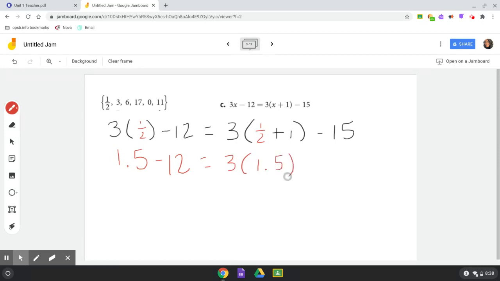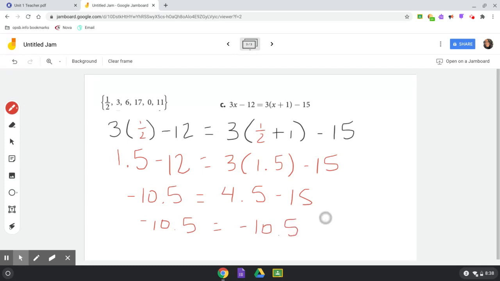1/2. Again, I'm changing to decimals just to make my life easier, and you can most certainly do that. All right, so 1.5 minus 12 ends up being negative 10.5. 3 times 1.5 is 4.5 minus the 15. So now we end up with negative 10.5 on the left, and 4.5 minus 15 is negative 10.5. So negative 10.5 equals negative 10.5? Yes, that is true. So 1/2 is a solution.